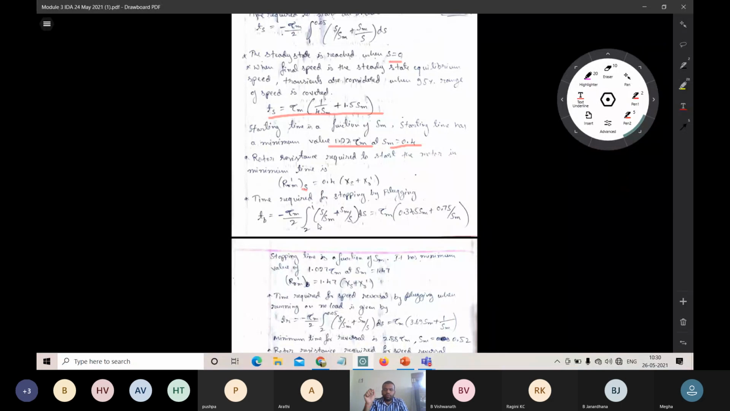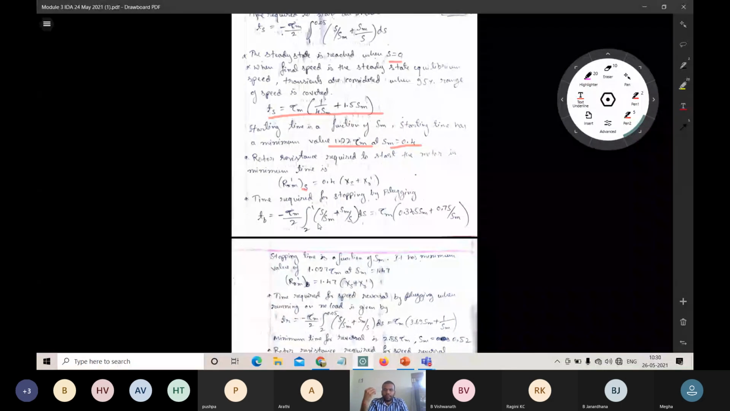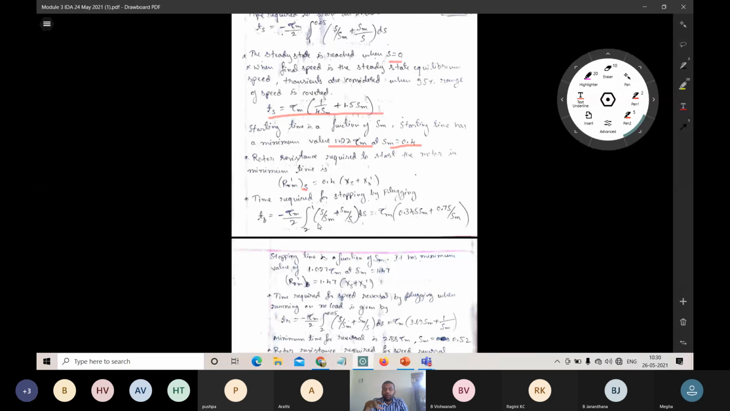So we should know what would be the conditions for the starting of the motor, what would be the conditions for breaking of the motor, and how to change the speed. These are all the things we should know in order to analyze it for the transient conditions. Transient conditions are the worst conditions. So we have to always prepare for the worst conditions.